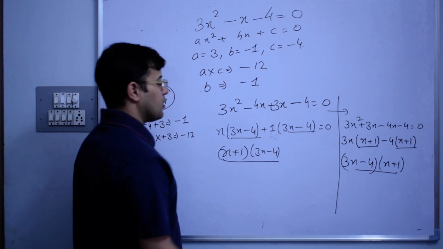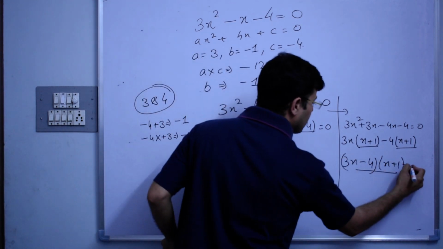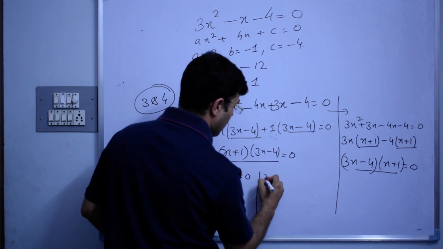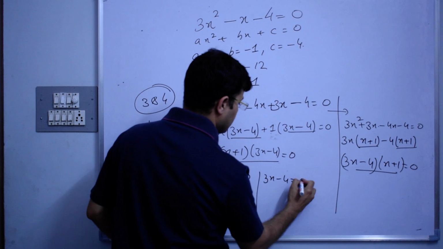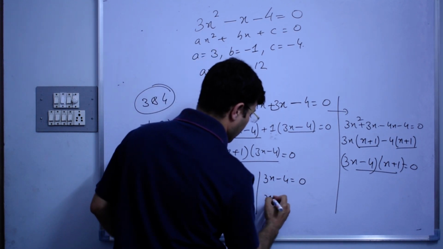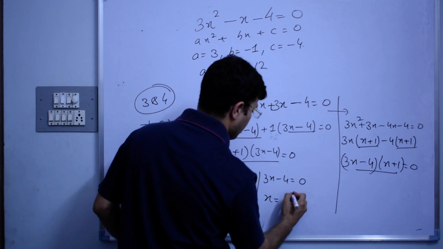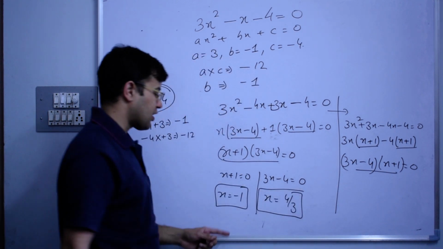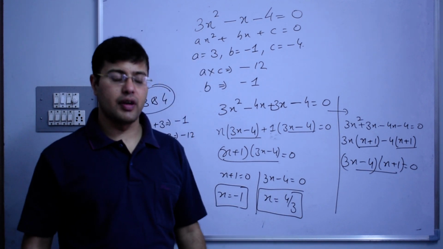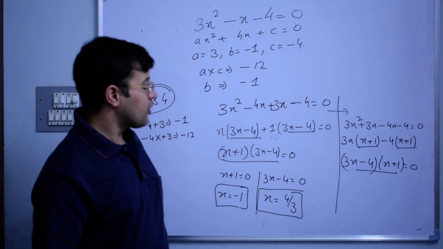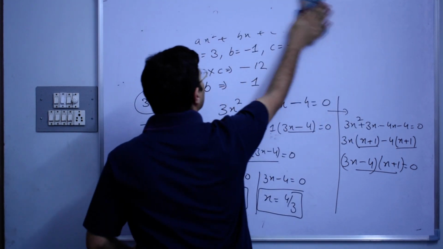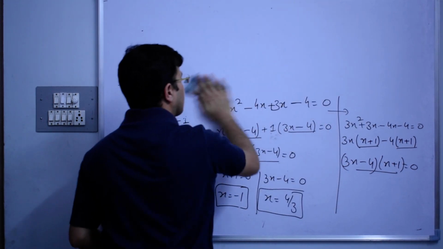Now since these two factors are equal to 0, I will write either x plus 1 is equal to 0 or 3x minus 4 is equal to 0. So x is equal to minus 1 or x is equal to 4 by 3. So the roots of this equation will be these two values, right? Now let's see if we can solve the same questions by the formula.